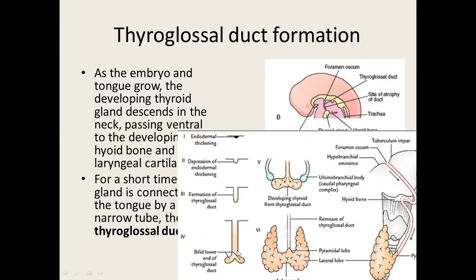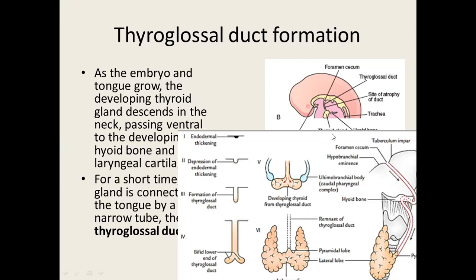Now as it reaches downward, in front of the developing laryngeal cartilages, it will become bifid. Then it will further grow and form the two lobes of the thyroid gland, which are connected in the middle by the isthmus. Then, as I told you, it is checked by the ultimobranchial complex or the caudal pharyngeal complex. The ultimobranchial body gets incorporated in this descending thyroid, and the further descent is prevented. Then this thyroglossal duct starts degenerating.